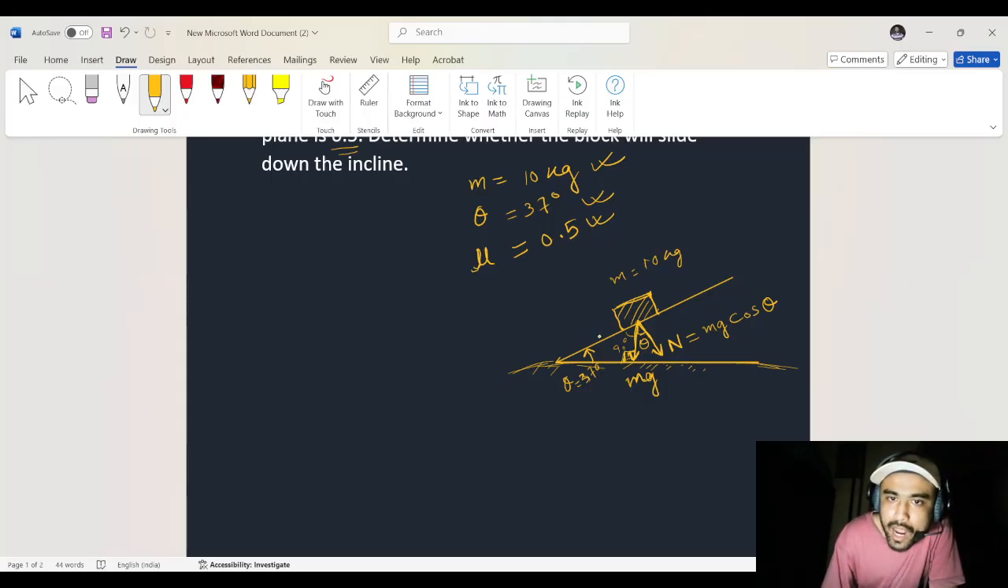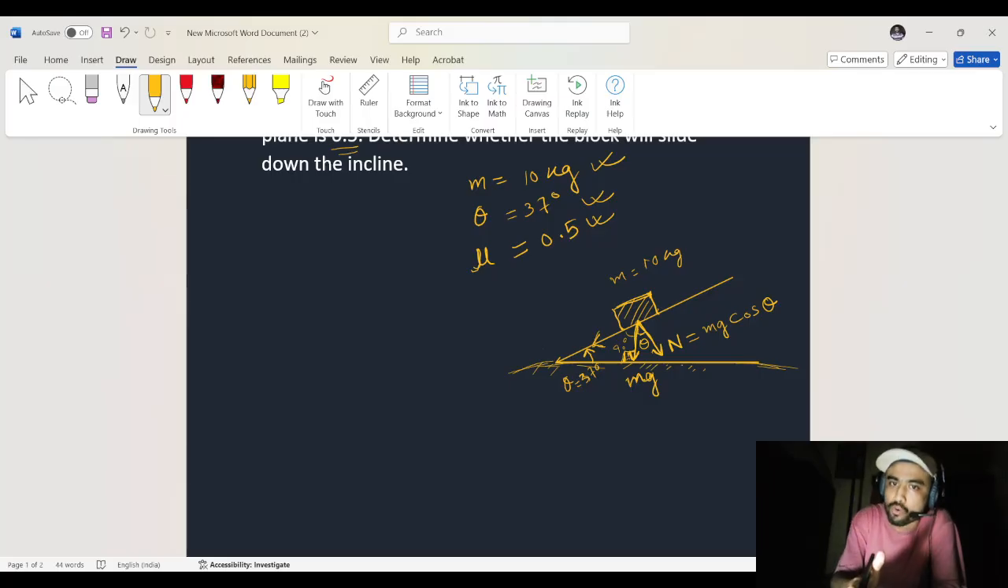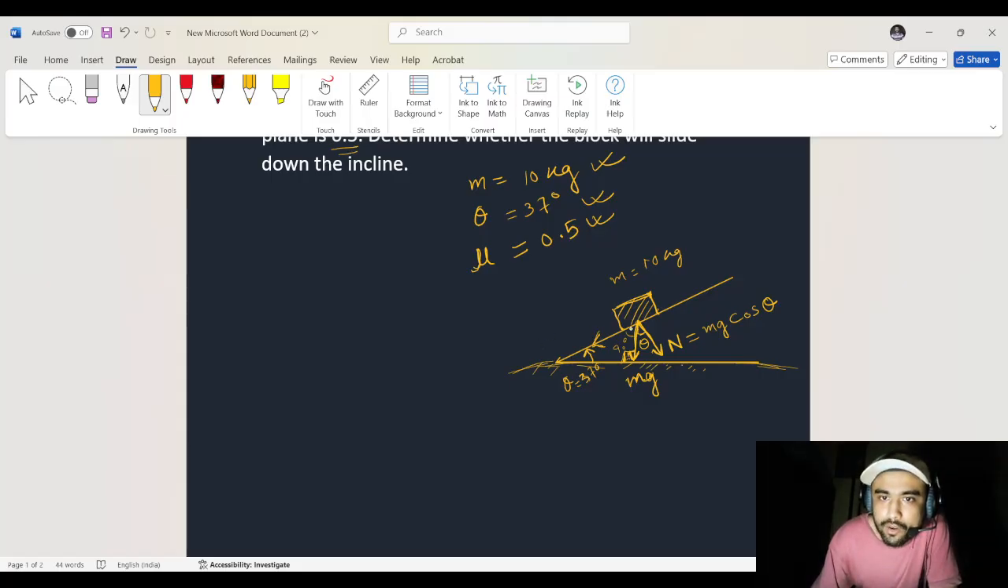Now there will be another component, acting along the inclined plane, along the direction in which the block will tend to move. The block will tend to slide down, downwards along the direction of the inclined plane. That will be mg sine theta.